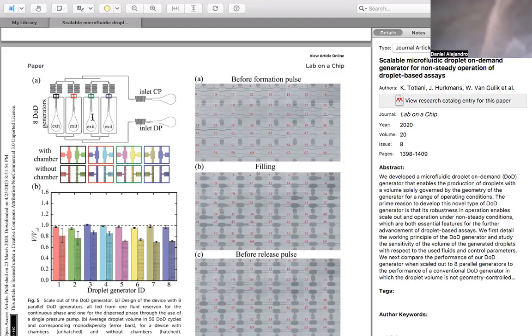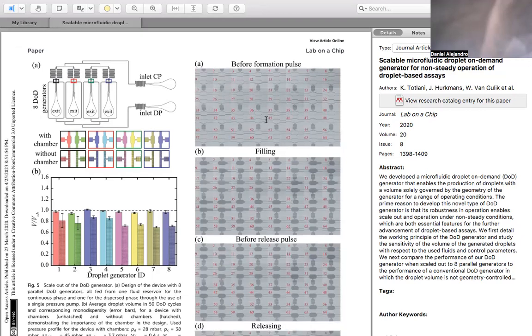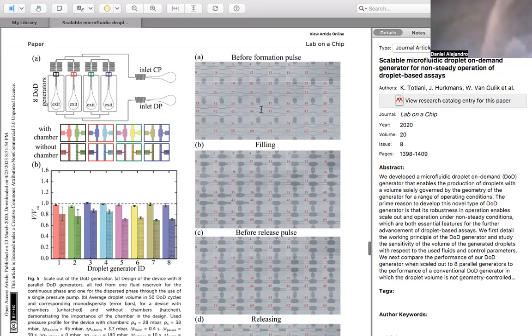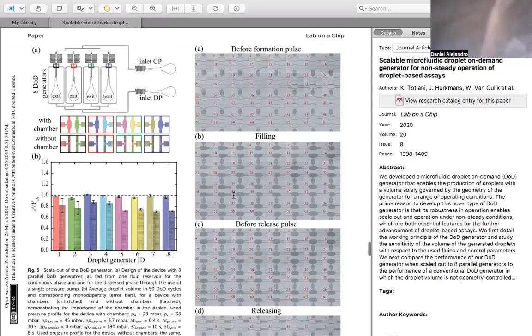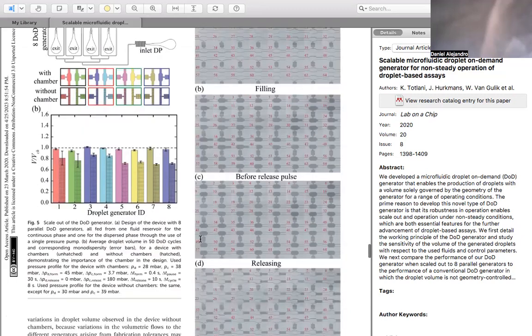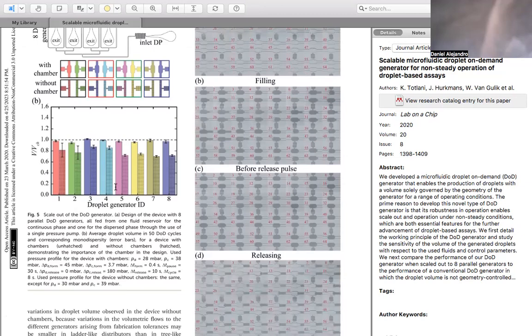In this chamber, they obtain the droplets. And as you can see, they tested different pulses to find the difference between the filling and the production of the droplets.